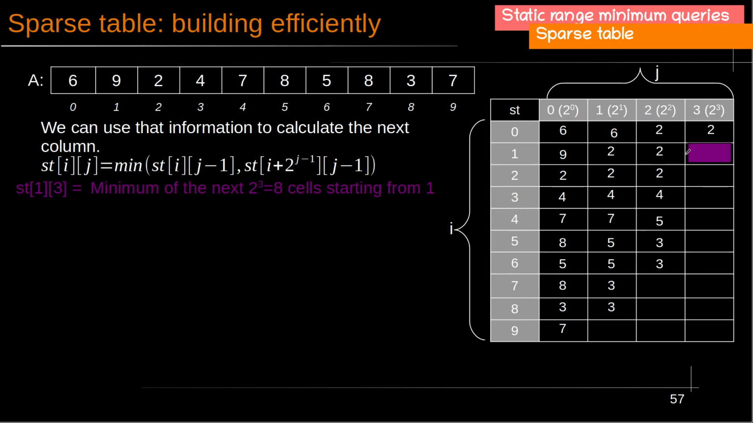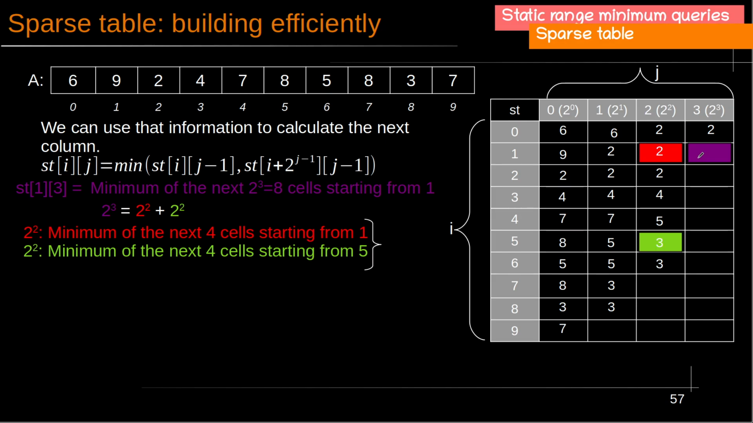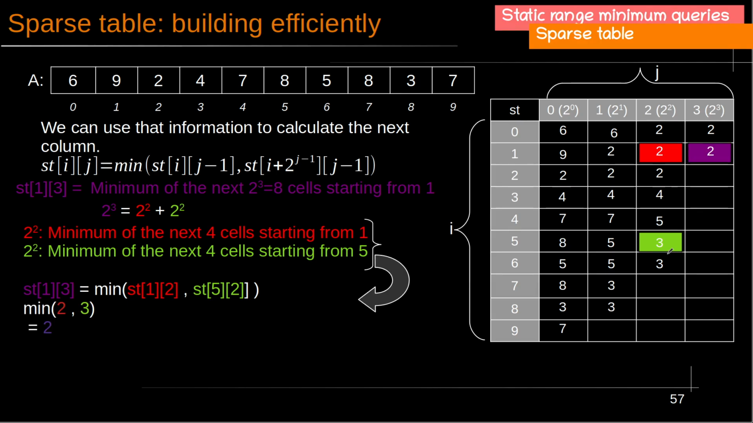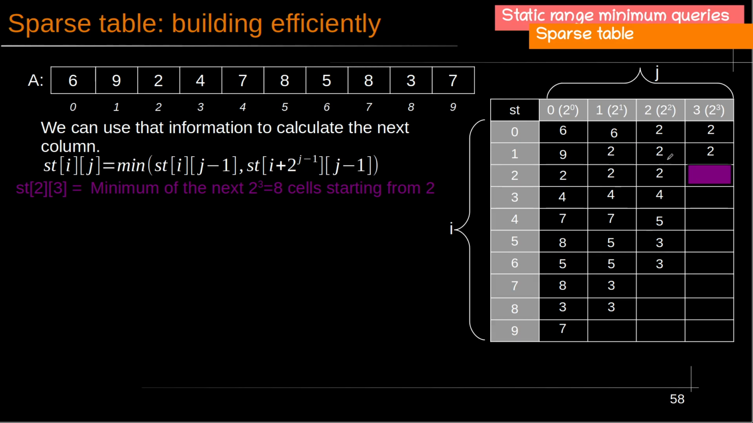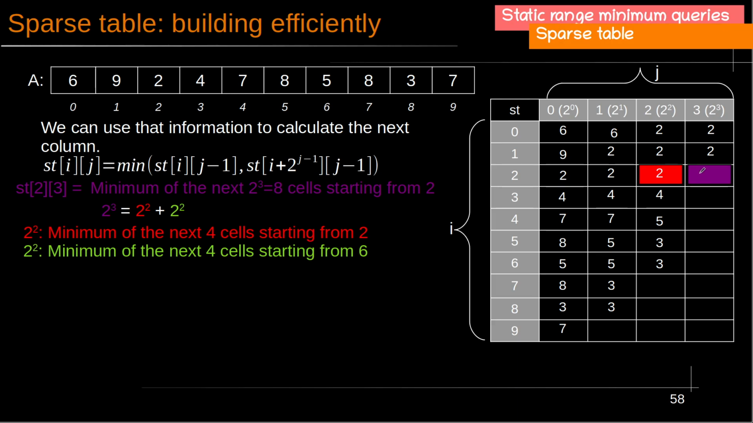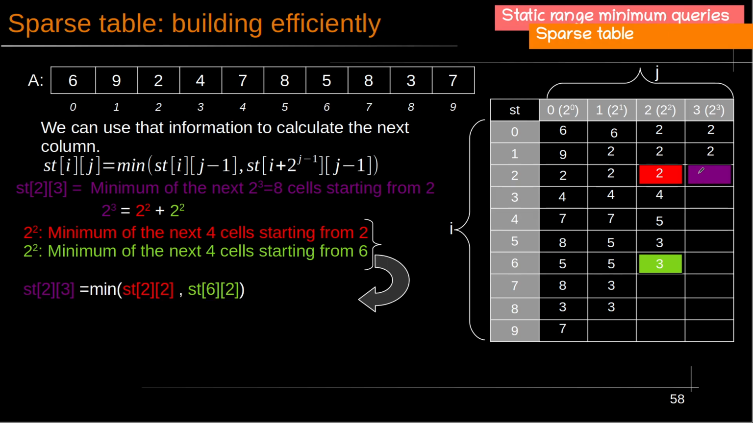Same logic for the other cells. Here, ST13 is the minimum between ST12 and ST52, which is 2 and 3, which is equal to 2. And the last value in the last column, ST23, is equal to the minimum of ST22 and ST62, which is 2 and 3. The minimum between 2 and 3 is 2.